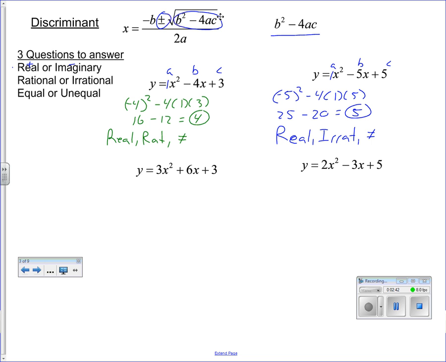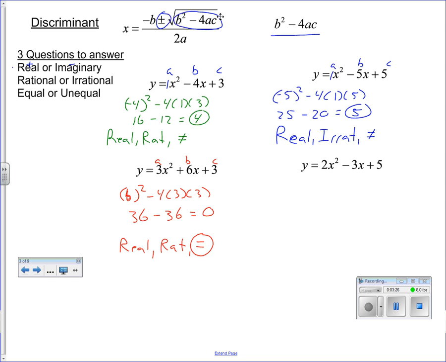Y equals 3x squared plus 6x plus 3. So a is 3, b is 6, and c is 3. That's going to be 6 squared minus 4 times 3 times 3. That's 36 minus, see, 4 times 3 is 12, times 3 is 36, equals 0. Now 0 is considered real. It's considered positive. Square root of 0 is 0, so that's real. And although it's not quite a square number, square root of 0 is 0, so it is considered rational. And plus 0 minus 0 is the same thing, so it is equal. And in fact, that's the only time your roots are going to be equal: when your discriminant is 0. You're going to have equal roots.